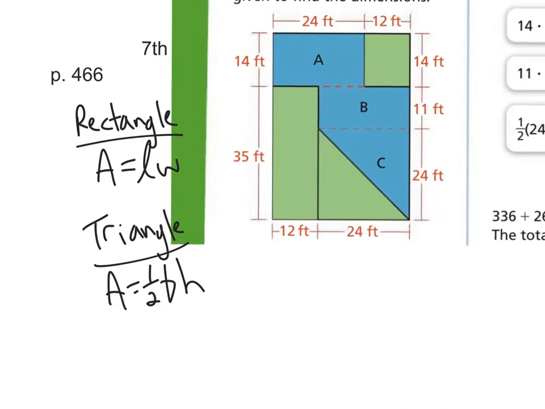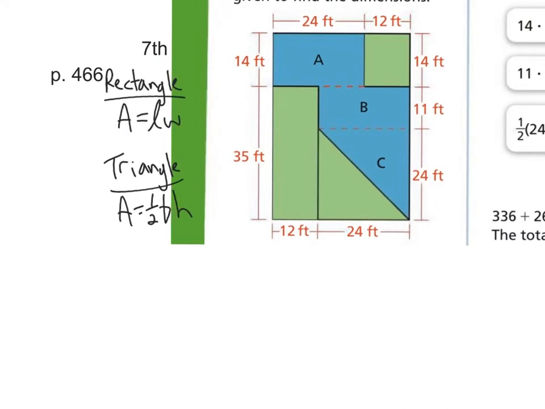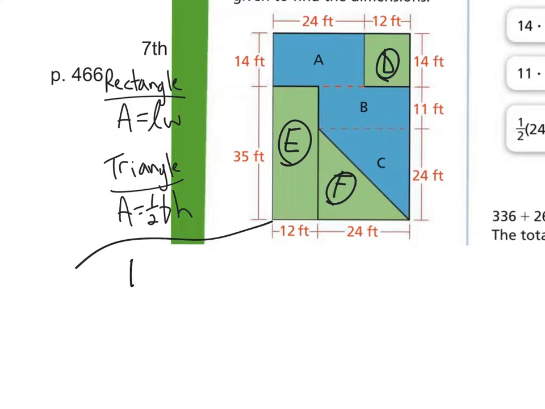A way to check this, especially if you're doing this on your iLearn test and you have as much time as you want, I would go back and, since they did letters, maybe let's call these D, E, and F. I would go back and figure out and make sure that we got the right answer. Or maybe you didn't think to do it the way the book did. You can do it this way. So for D, we're going to do length times width, so 14 times 12.